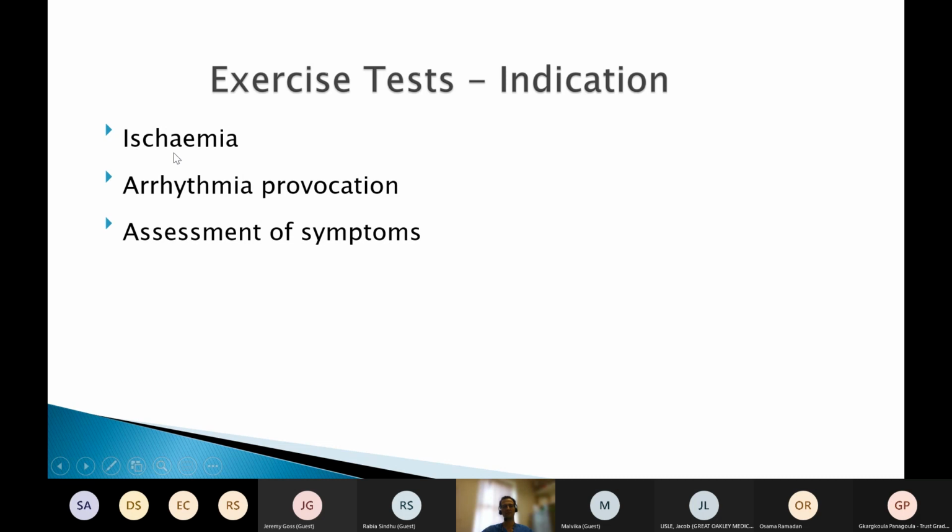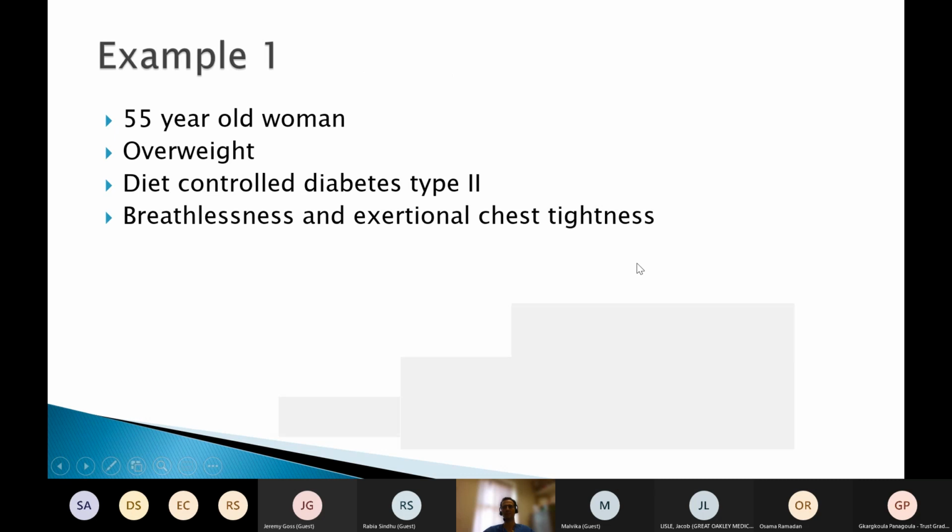Exercise tests are done to look for ischemic heart disease, and not all comers can do an exercise test, which is a definite limitation, but whether or not someone is able to do an exercise test is actually a really important prognostic marker. Exercise tests can also be done to try and provoke arrhythmias. So if you have a patient with palpitations you're worried might be exacerbated by exercise, it might be worth doing it in a controlled manner, bearing in mind that causing somebody to go into VT when they're exercising hard is intrinsically not a very safe thing. So we need to watch over these patients carefully. And to some extent, you could also do it to assess symptoms.